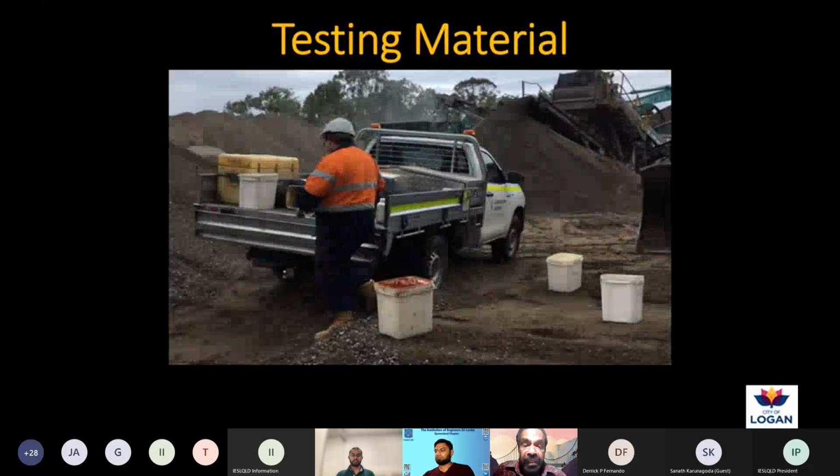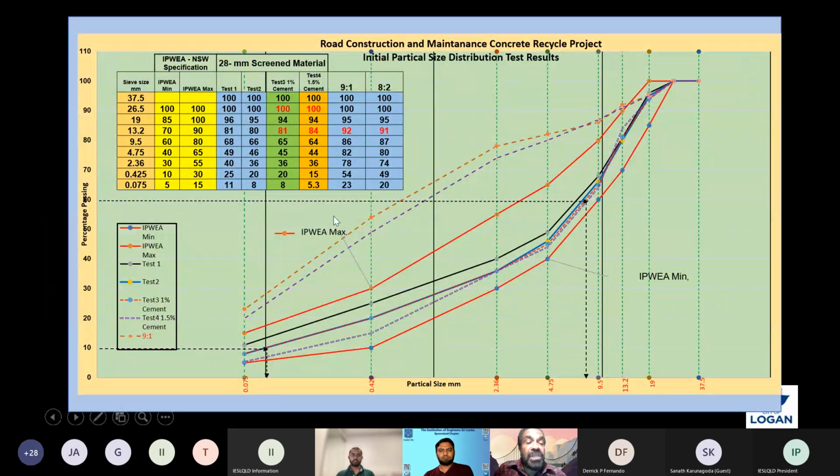We test the material by deploying an independent laboratory, and they come to the site, take samples and go through the tests. Initially, as you can see here, these are the sieve openings from the IPWEA specification. The red line is the grading band. Initially, the test failed, as the grading was out of control. Then we added 92% fine material to get the grading into the envelope. While we got the grading into the envelope, the CBR value fell off the specification.